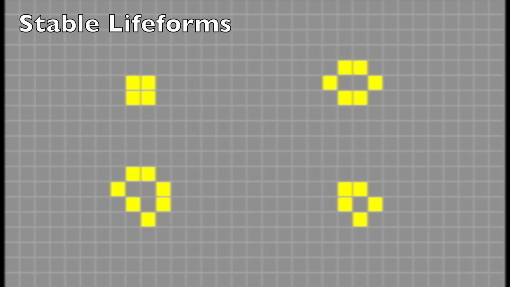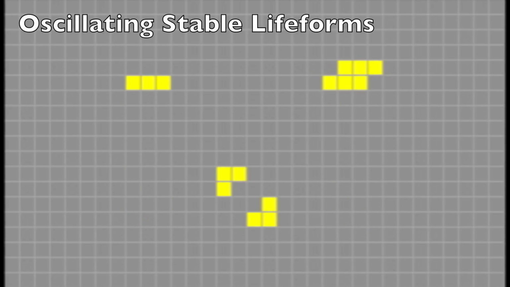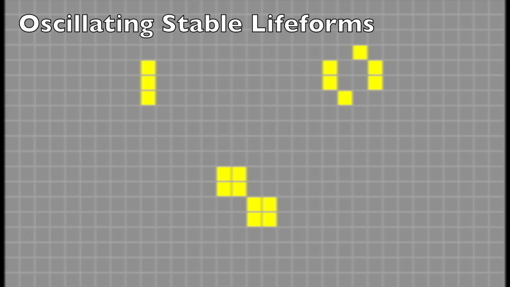These four patterns are stable life forms. They are stable because each cell has two or three living neighbors, meaning that no cells die. These three patterns are stable life forms as well, but they are oscillating stable life forms. Oscillating life forms like this do not die out because they return to a previous state after a definite number of generations.